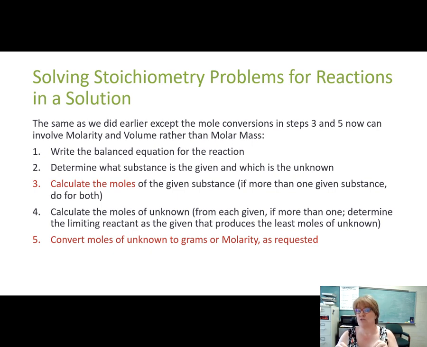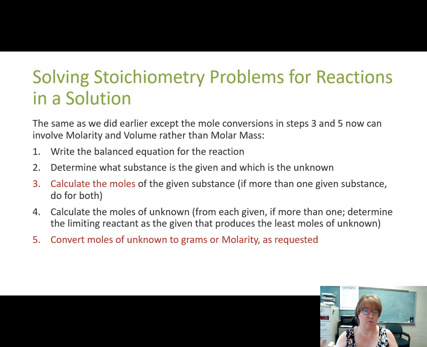Now, in solution stoichiometry, sometimes I have all the numbers I need for one substance of the reaction and only some of the numbers I need for another. For solution stoichiometry, we need molarity and volume to determine the number of moles. If I just have the volume or I just have the molarity, that could be my unknown, the thing I'm trying to find. But for the given substance, I have to know both.